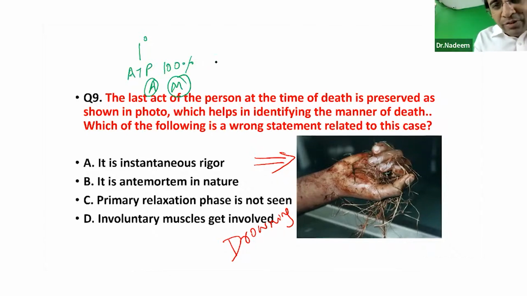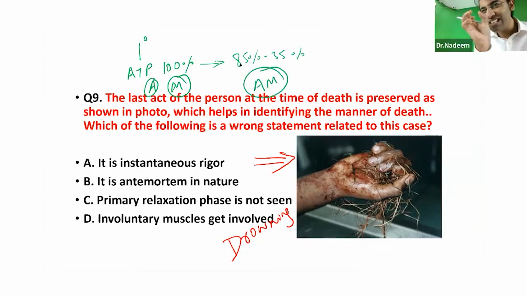But after a few minutes to hours, what will happen? There will be a decrease in ATP for sure. ATP will start falling, 85% to 35%. When ATP decreases, actin and myosin will come together and make one component like this. This is called rigidity. This is called rigor mortis.